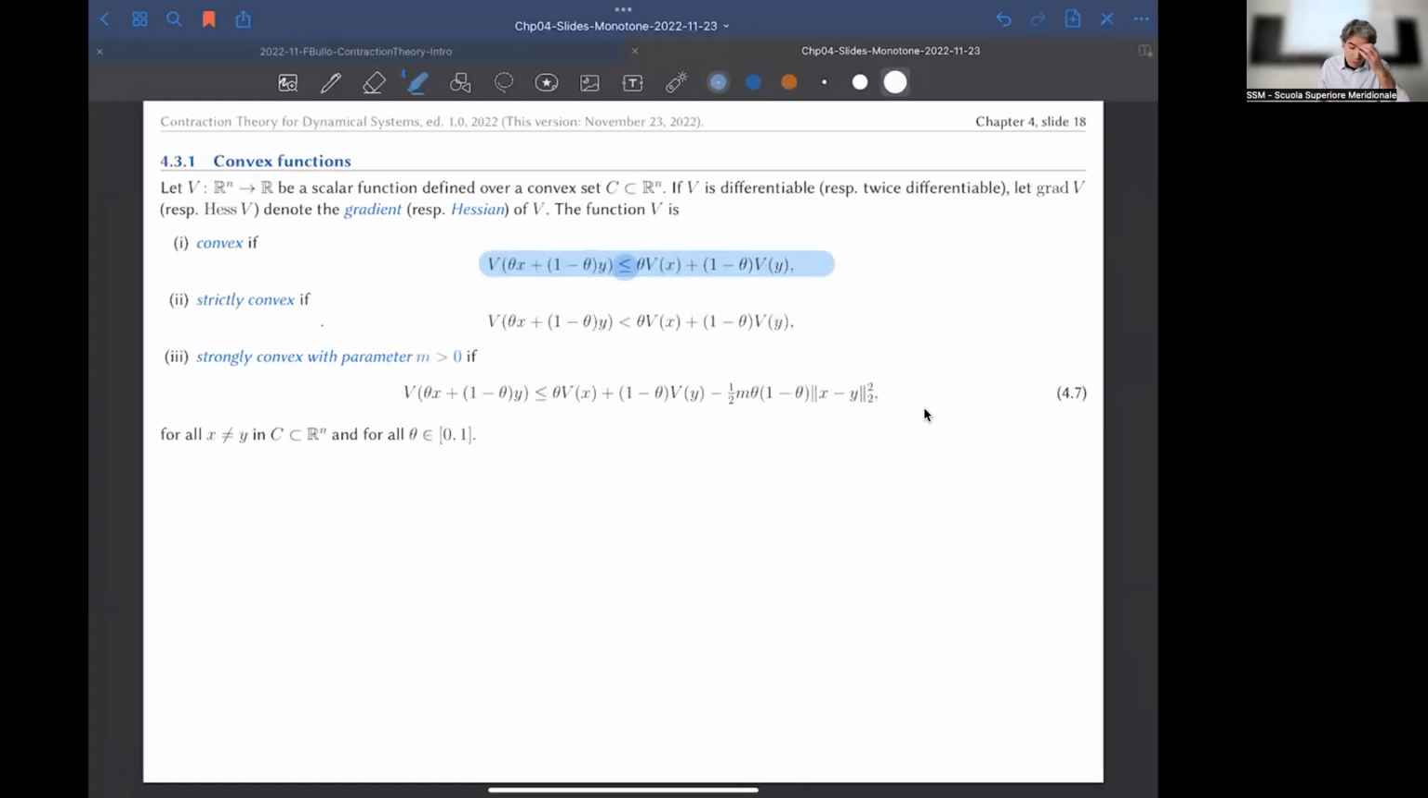Now, but you may have a function that is strictly convex, so the inequality is strict. This is useful, but it is not as useful as the case where you have strongly convex. Strongly convex means that you have a weak inequality, but on the right-hand side, on top of just upper bounding by the convex combination of the values, you also subtract a quadratic function.